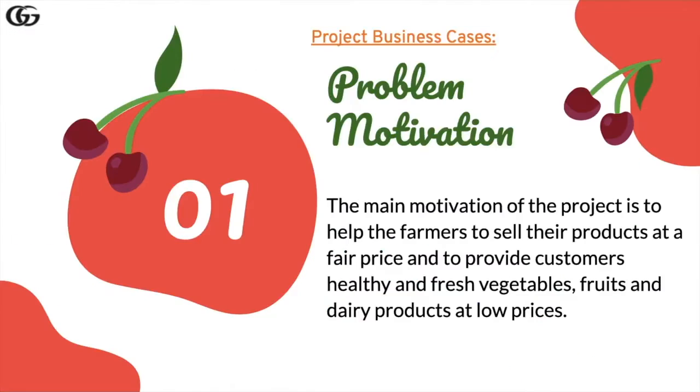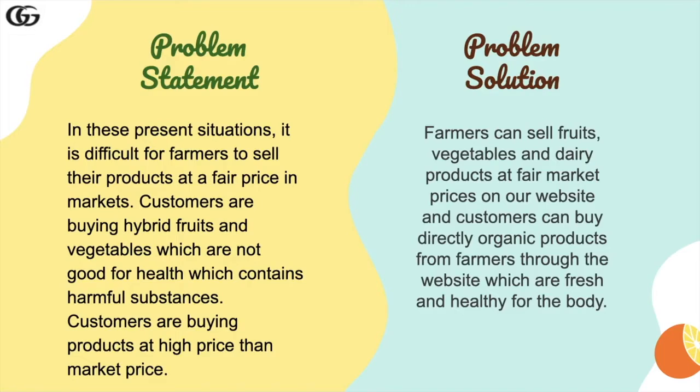Problem motivation. The main inspiration of our project is that nowadays 1 kg of tomatoes in the market is sold at 80 rupees, but sellers buy them from farmers for 20 rupees. The intermediaries are making huge profits and making life hard for farmers and customers. Problem statement. Farmers are forced to sell at very low prices and customers are forced to buy at very high prices.